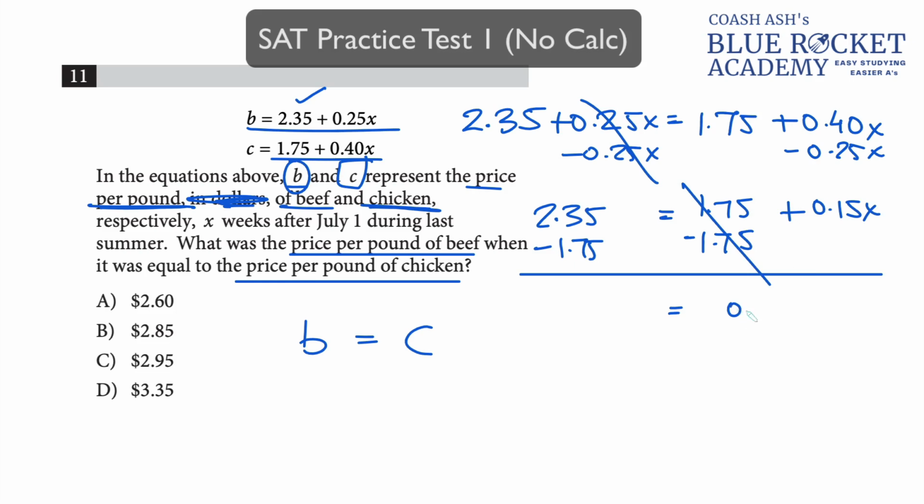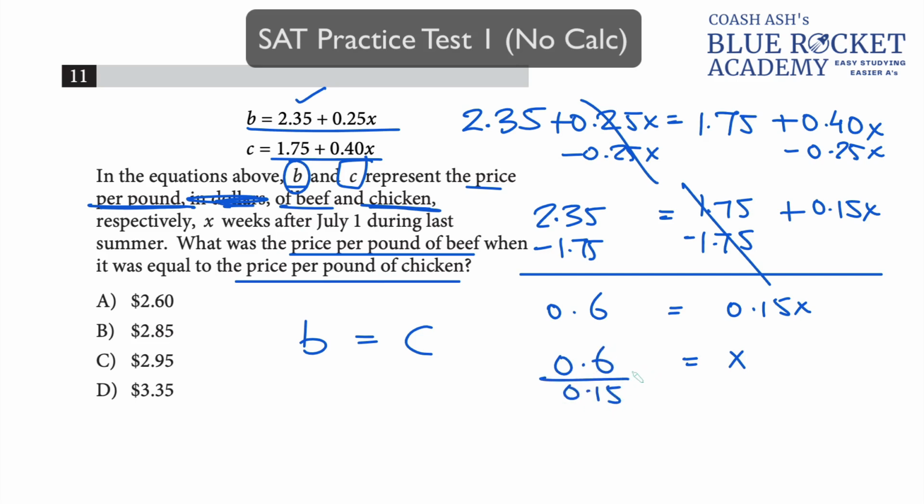So this is gone. You got 0.15x, and that is equal to 2.35 minus 1.75, so that is 0.6. And so now you got 0.6 and 0.15. So what do you do? x is equal to 0.6 divided by 0.15.